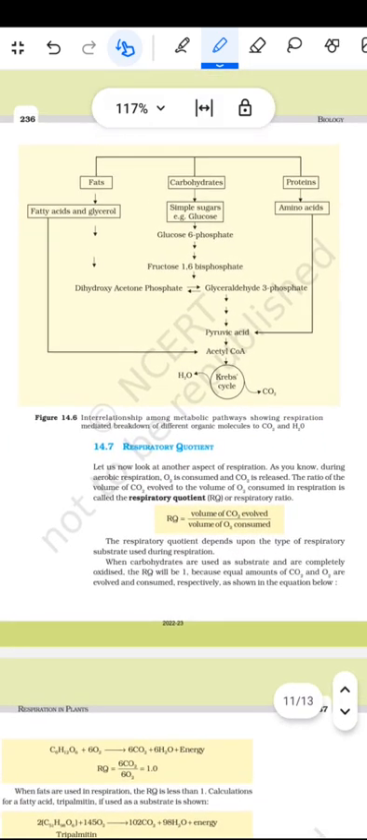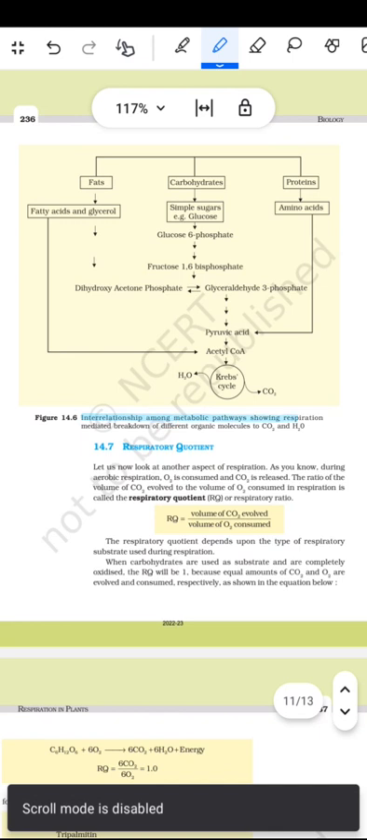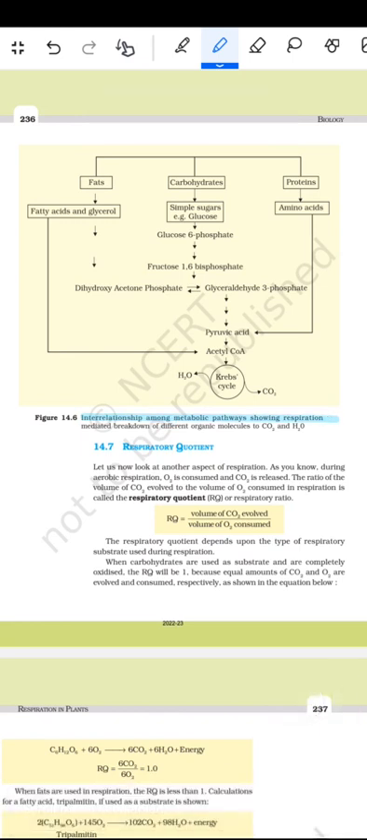तो ये दिया हुआ है interrelationship among the metabolic pathways showing the respiration mediated breakdown of the different organic molecules to the CO2 and the H2O में. तो ये फैट्स हो गया, फैट्स को फैटी एसिड और ग्लिसरॉल में तोड़ते हैं. फिर उसके बाद कार्बोहाइड्रेट्स हो गया, सिंपल शुगर ग्लूकोज हो गया, ग्लूकोज को ग्लूकोज 6 फॉस्फेट में तोड़ते हैं, फिर फ्रुक्टोज 6 फॉस्फेट में तोड़ते हैं.